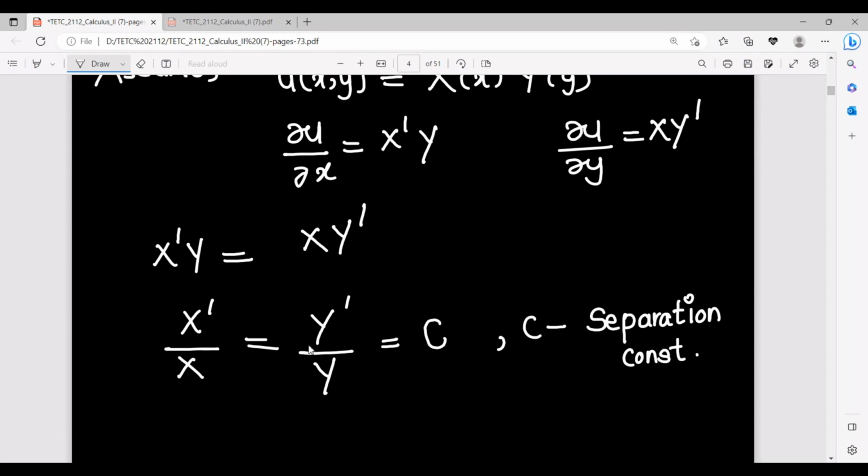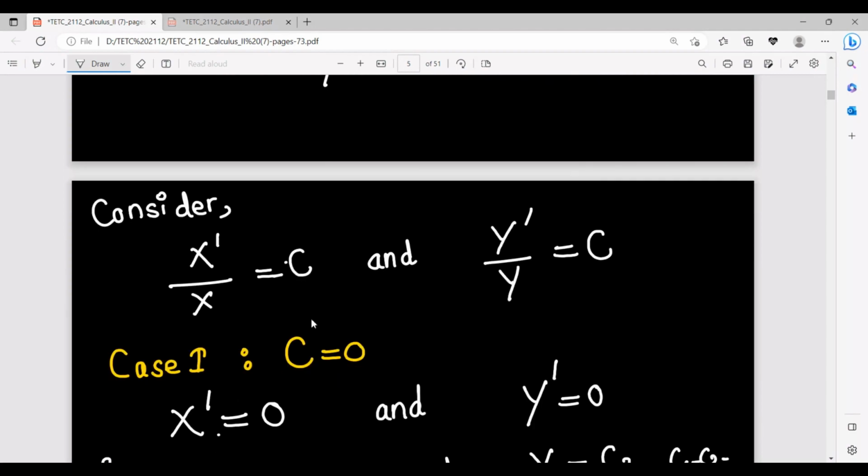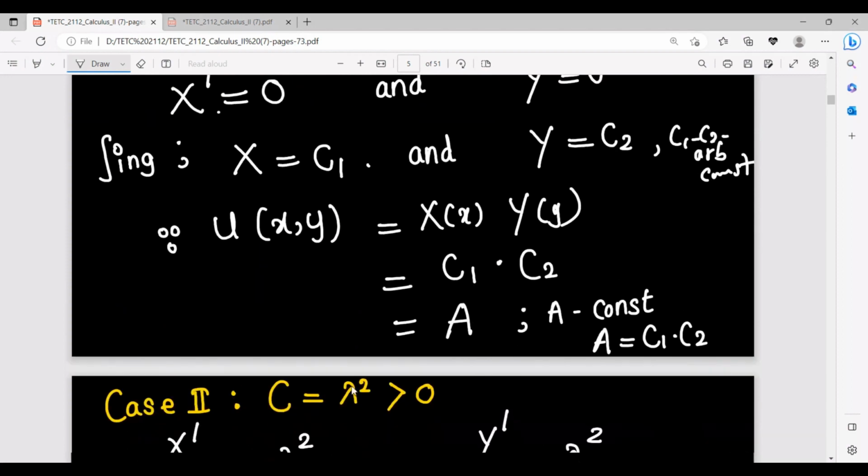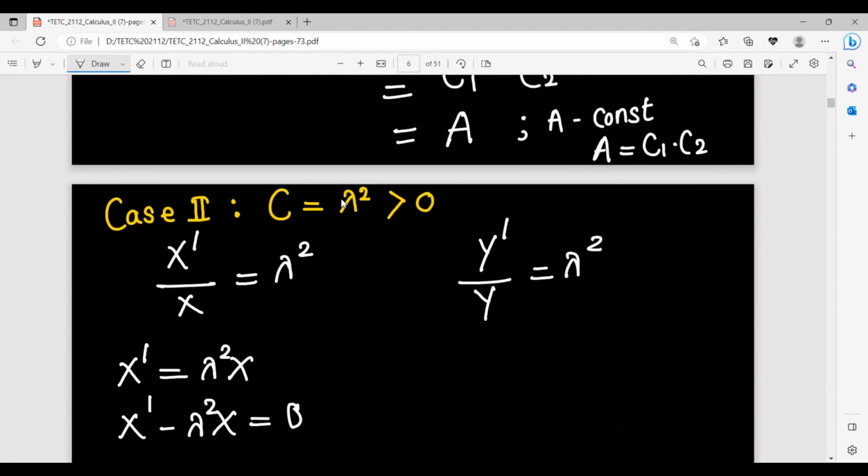When you are asked to solve such a problem, we need to consider three cases of this constant. The first is C equals 0, the second is C positive, and the third is C negative. We did the case where C is 0. In the case where C is positive, we know the square of any number is always positive, so on that assumption, to make the calculation easier, we write C as lambda squared. That is what we do in case 2.